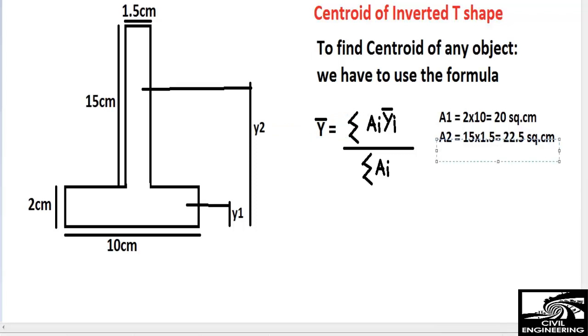Now I'm writing here y1 is equal to 1 cm, because the centroid of this object can be easily found, 2 by 1. Now I'm going to find y2, and it's equal to 2 cm plus 15 divided by 2, which is 7.5. So the centroid of the second object comes out to be 9.5 cm.